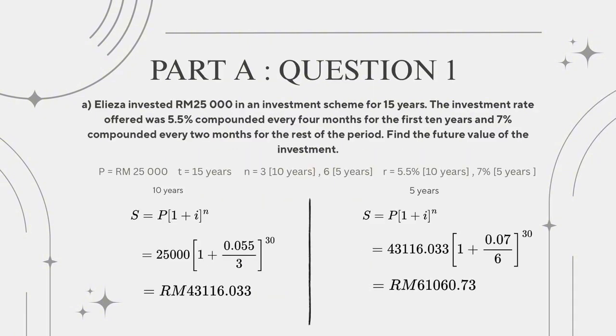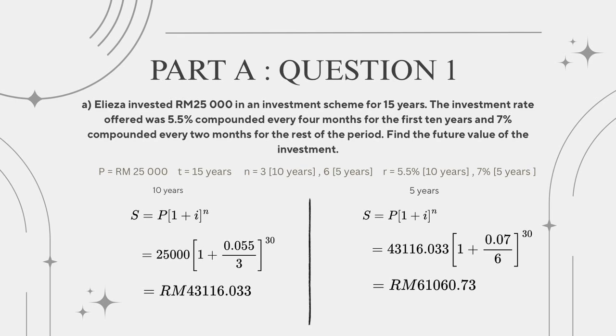Part A, question 1A. Eliza invests 25,000 ringgit in an investment stream for 15 years. The investment rate offered was 5.5% compounded every 4 months for the first 10 years and 7% compounded every 2 months for the rest of the period. Find the future value of the investment.